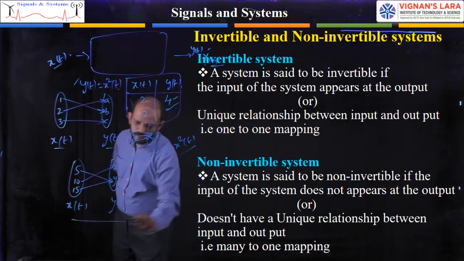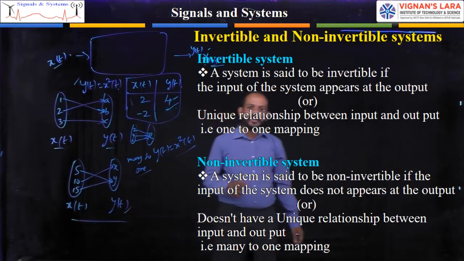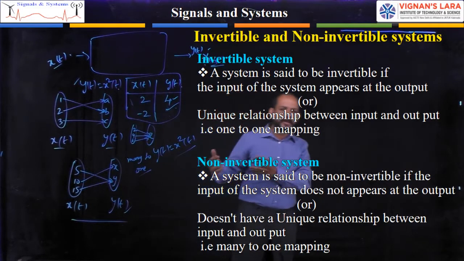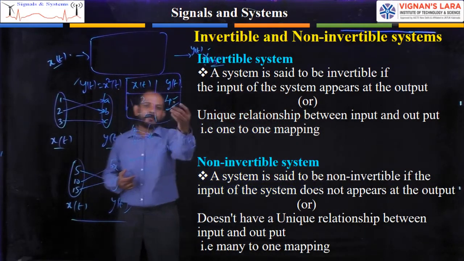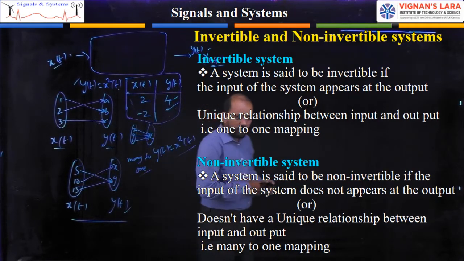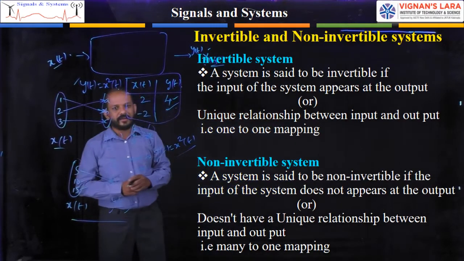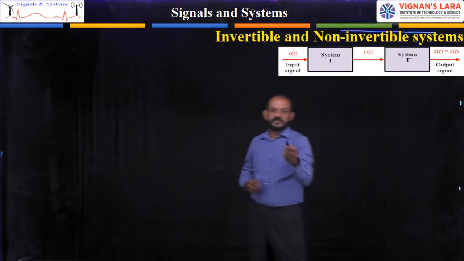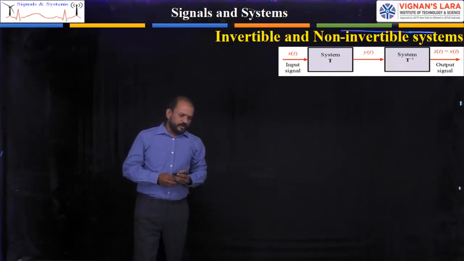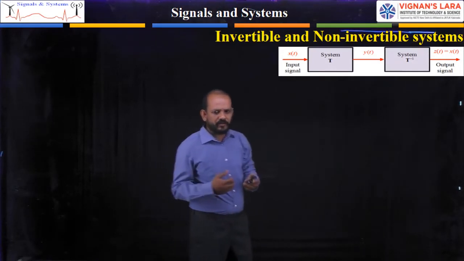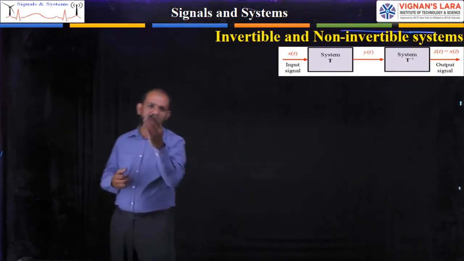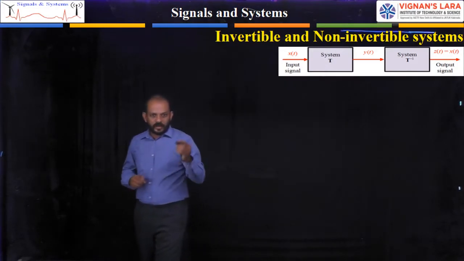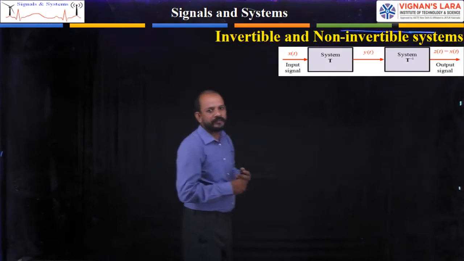Okay, I hope now you are all clear with invertible system and non-invertible system. I gave the definitions, 2 definitions, and explanation like 1-to-1 mapping and many-to-one mapping, and I have gone for some diagrammatic explanation, tabular forms and equations, everything. Now I will explain invertible and non-invertible systems with a simple block diagram.